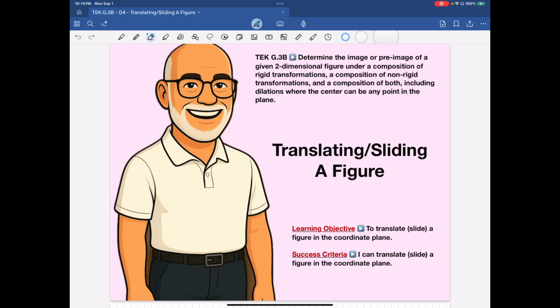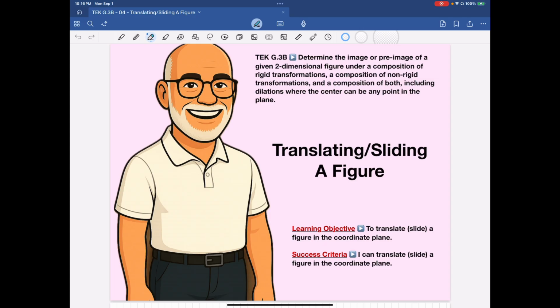Today's TEK is G3B. Determine the image or pre-image of a given two-dimensional figure under a composition of rigid transformations, a composition of non-rigid transformations, and a composition of both, including dilations where the center can be any point in the coordinate plane. This specific video covers translating or sliding a figure on the coordinate plane.